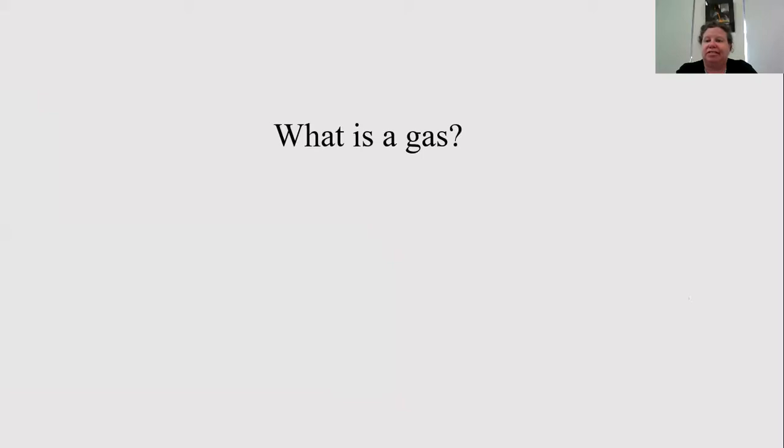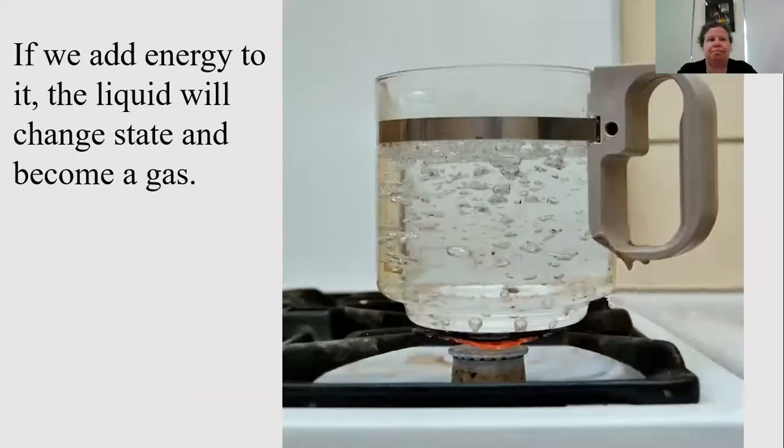So the third state or type of matter is a gas. Do you know what a gas might be? Well, if we add energy to liquids, they tend to change shape and turn into gases. So as you can see in this picture, this looks like a coffee pot full of water that's put on the stovetop, and it looks like the fire is on the stove.